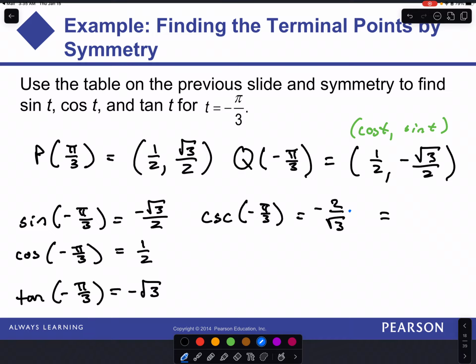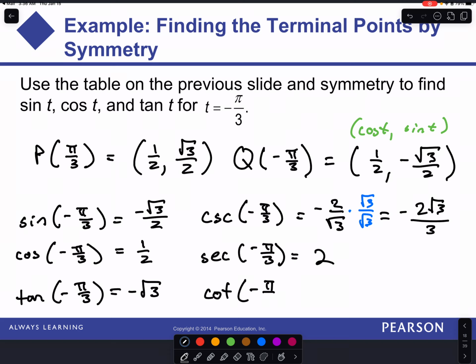So to rationalize, we multiply by 1 in the form of root 3 over root 3. And we'll get a negative 2 root 3 over 3. Okay. The reciprocal of cosine is secant. So that's just going to be a 2. And the reciprocal of tan is going to be what? Cotan. It's going to be a negative 1 over root 3. Again, we rationalize. We get a negative root 3 over 3.